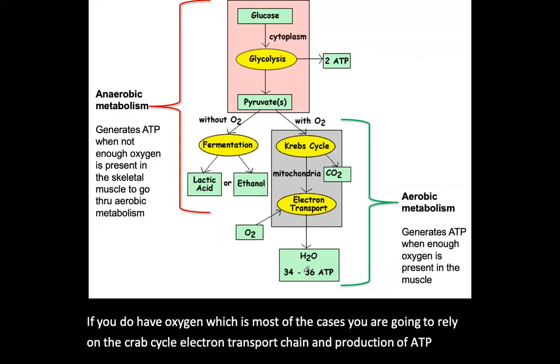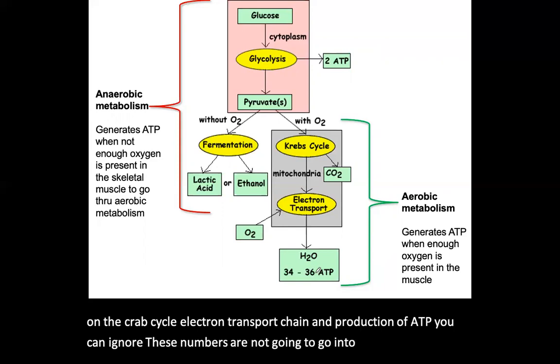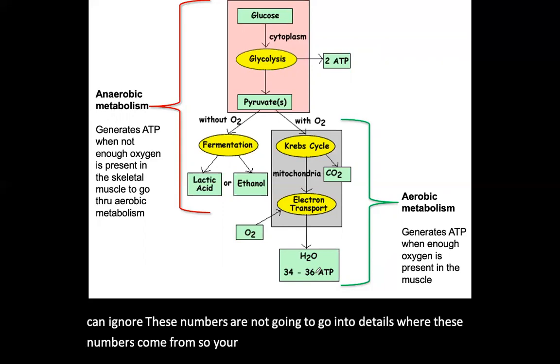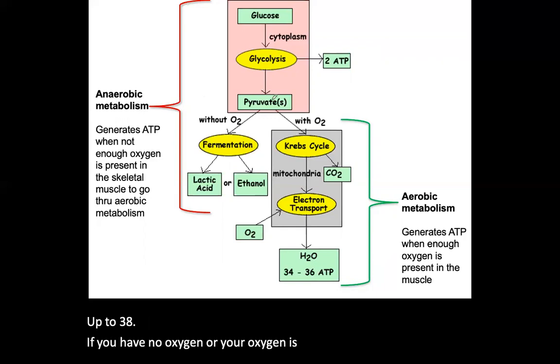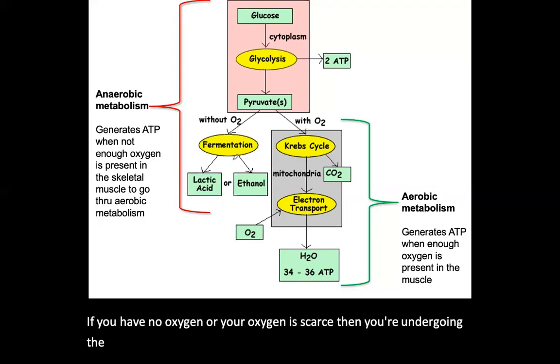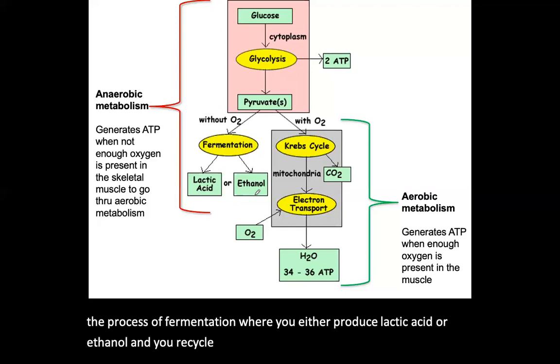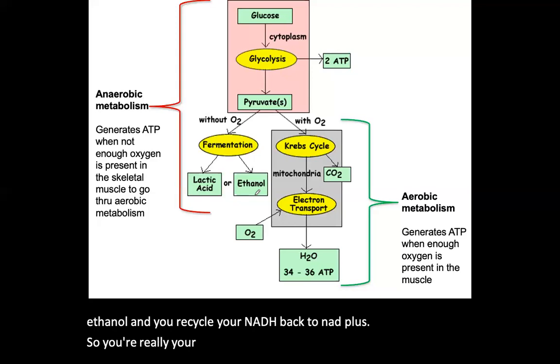You can ignore these numbers. I'm not going to go into details where these numbers come from. So your number was 36 up to 38. If you have no oxygen or your oxygen is scarce, then you're undergoing the process of fermentation where you produce either lactic acid or ethanol, and you recycle your NADH back to NAD+, so your glycolysis process can continue.